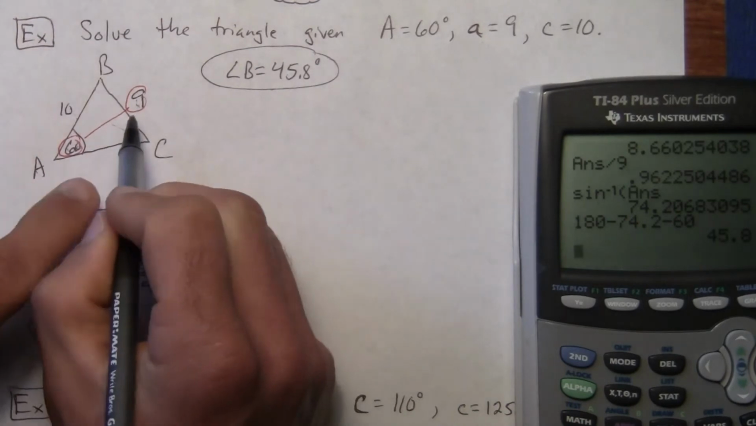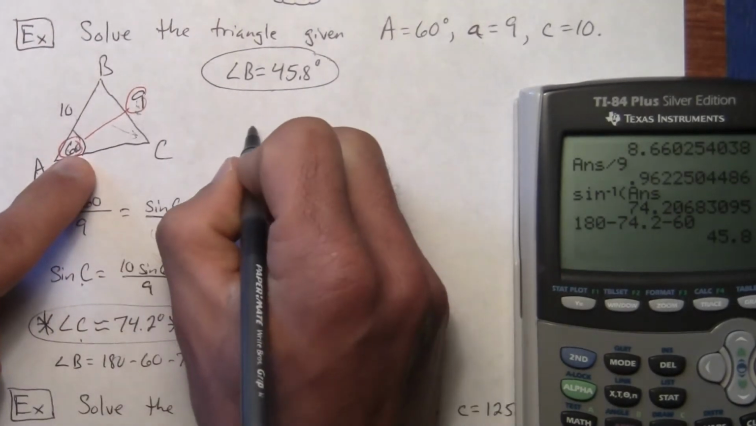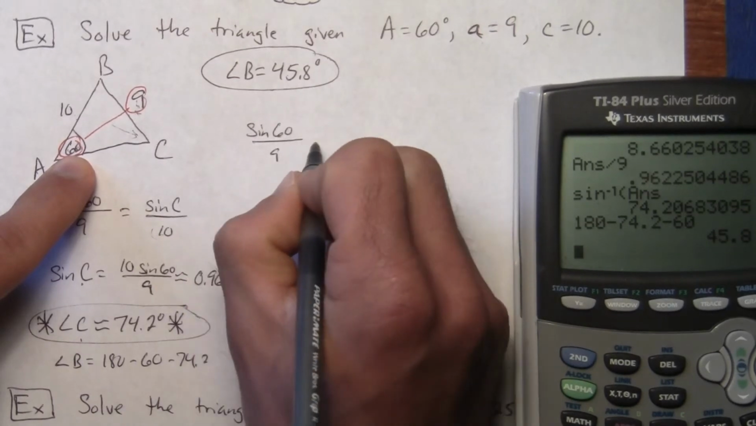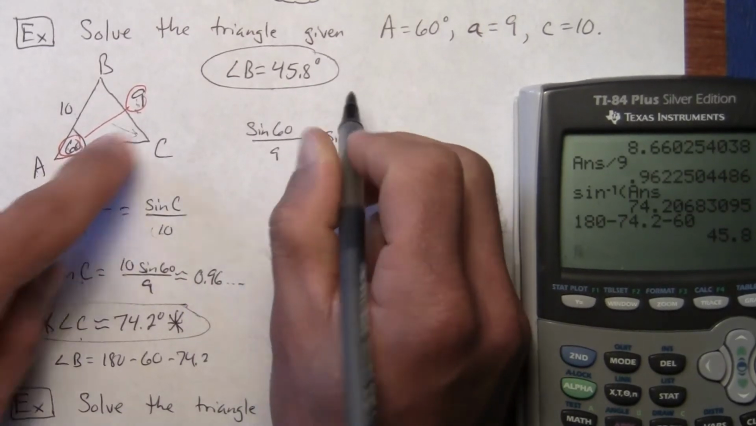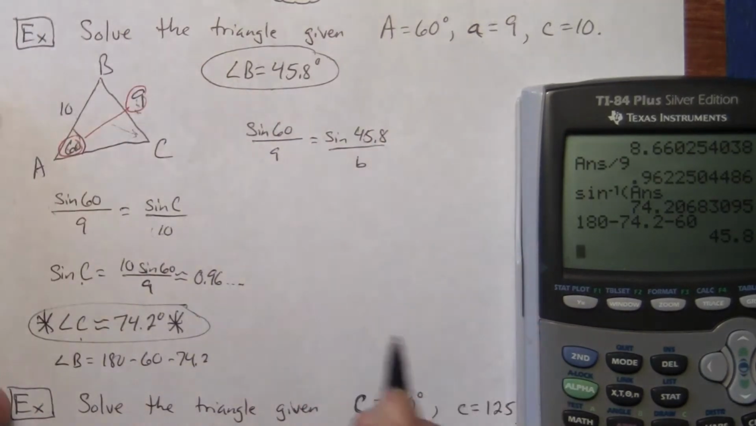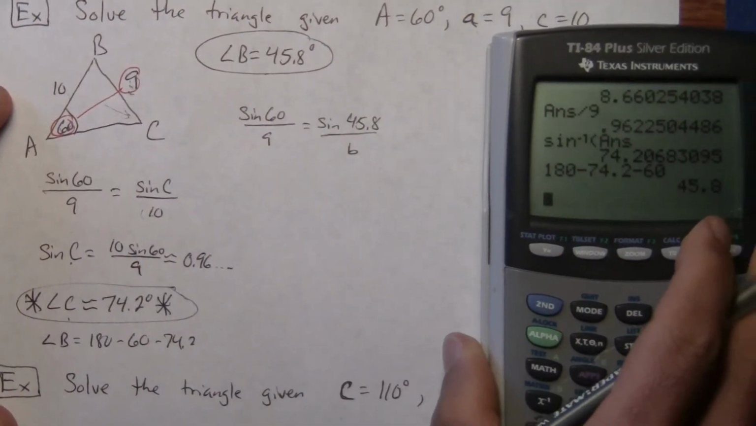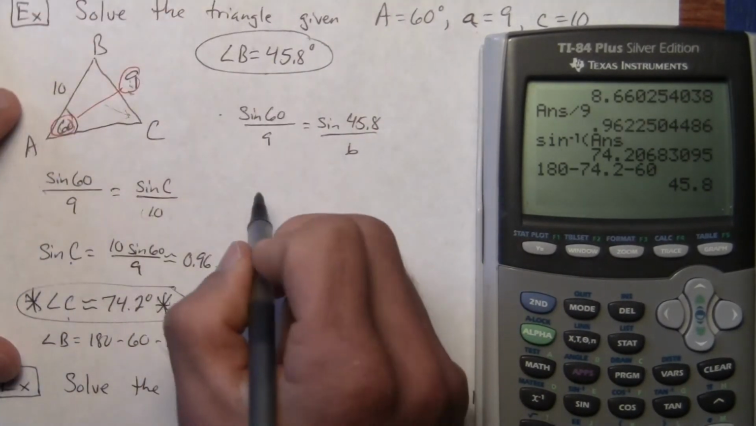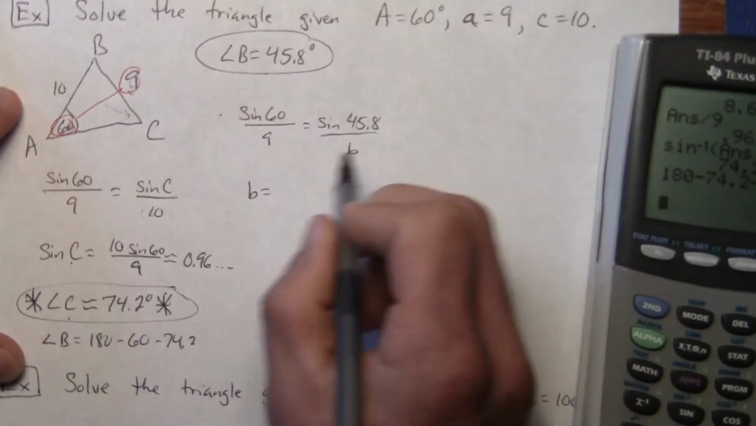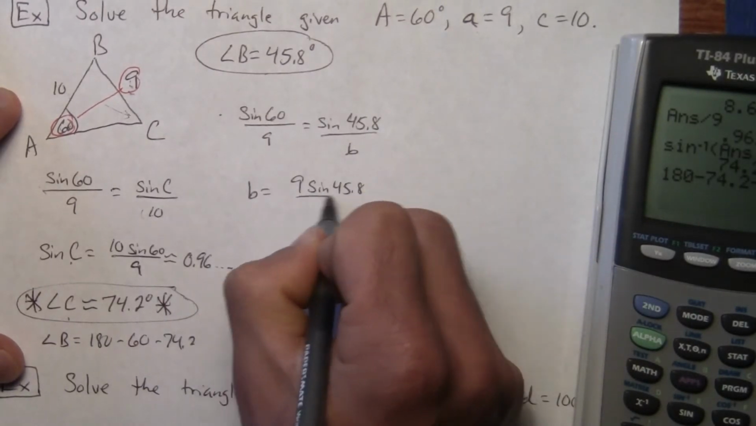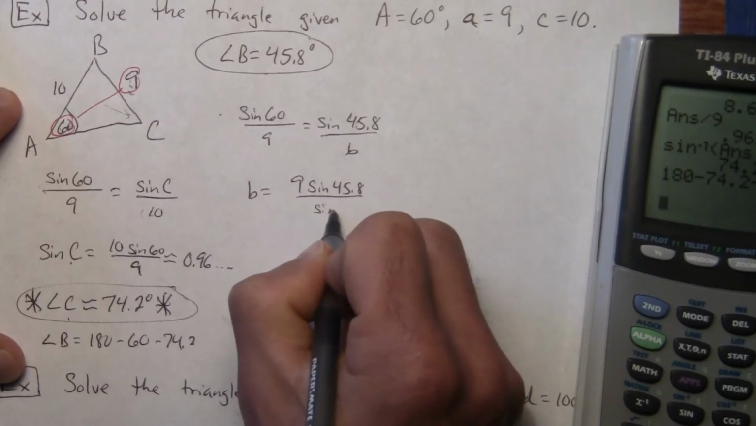And again, I would use the two things that you were given originally. So I'm going to say it's the sine of 60 divided by 9 is equal to the sine of angle B, which I know is 45.8, divided by side B. And now I'll quickly calculate that out. I'll multiply by the reciprocal, so that I get B is equal to 9 times the sine of 45.8 divided by the sine of 60.